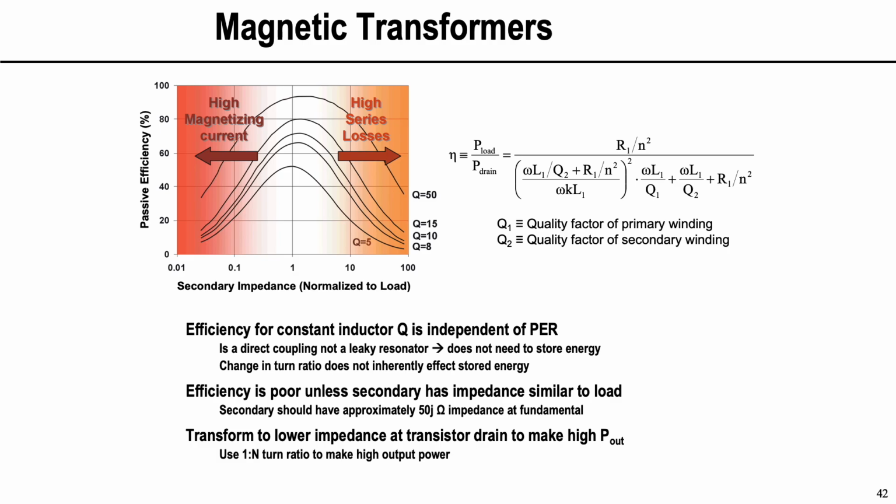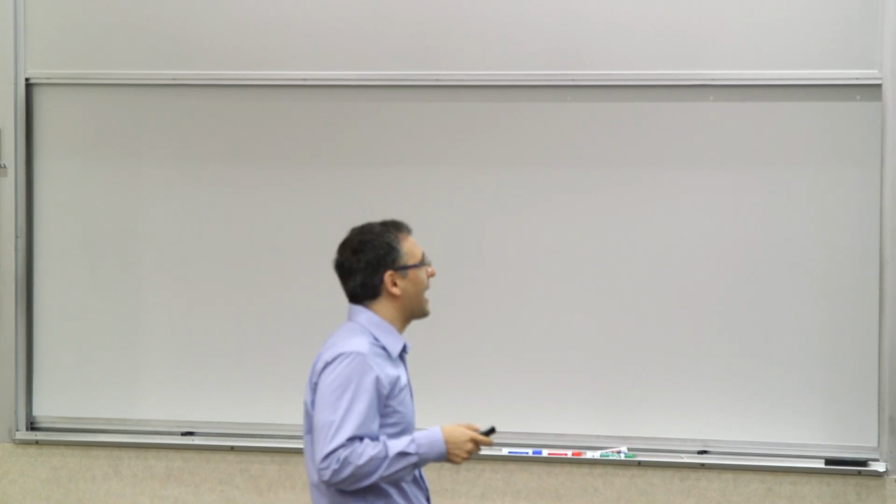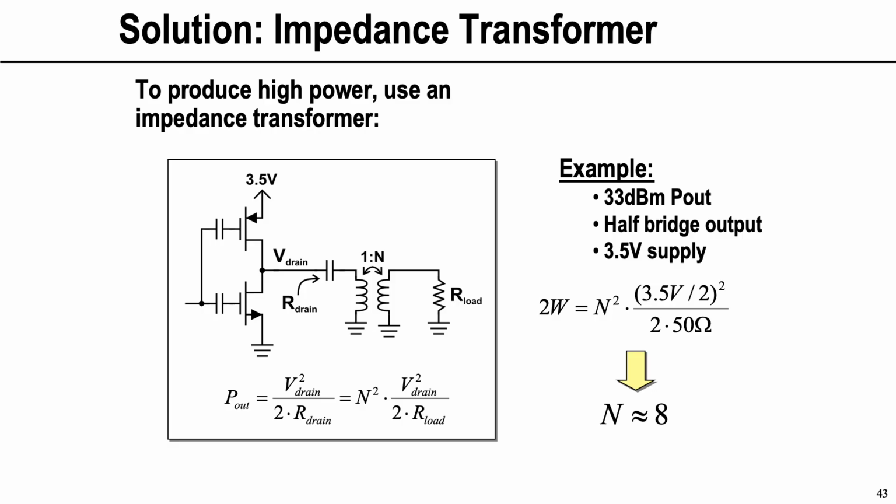Now, in the example that we talked about, if you're trying to make 33 dBm power out, which would be 2 watts, and use a half-bridge circuit, then your transformation ratio should be a factor of n. The transformer ratio n is 8. Now, if you think about this, there are certain scenarios.